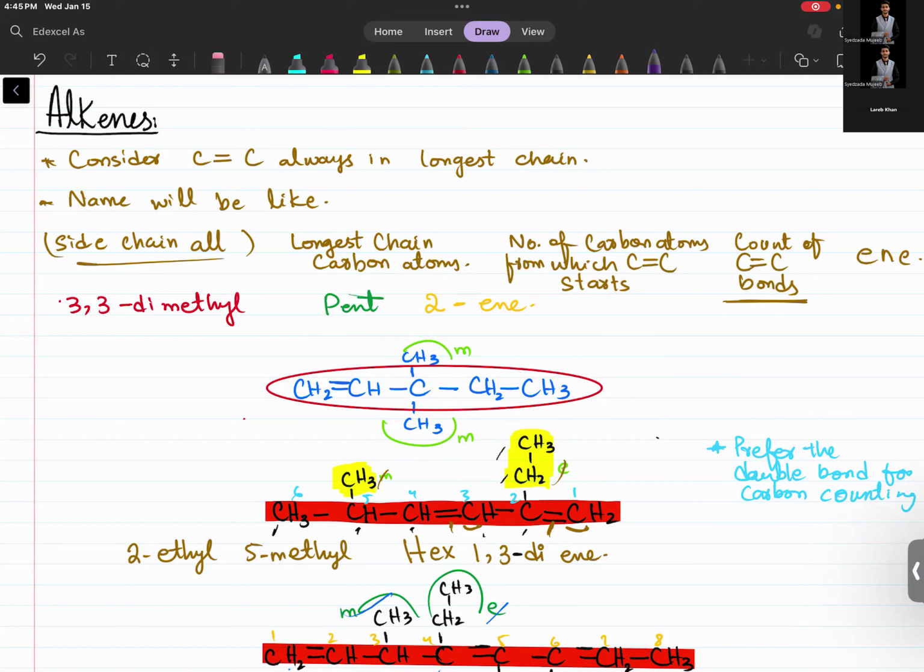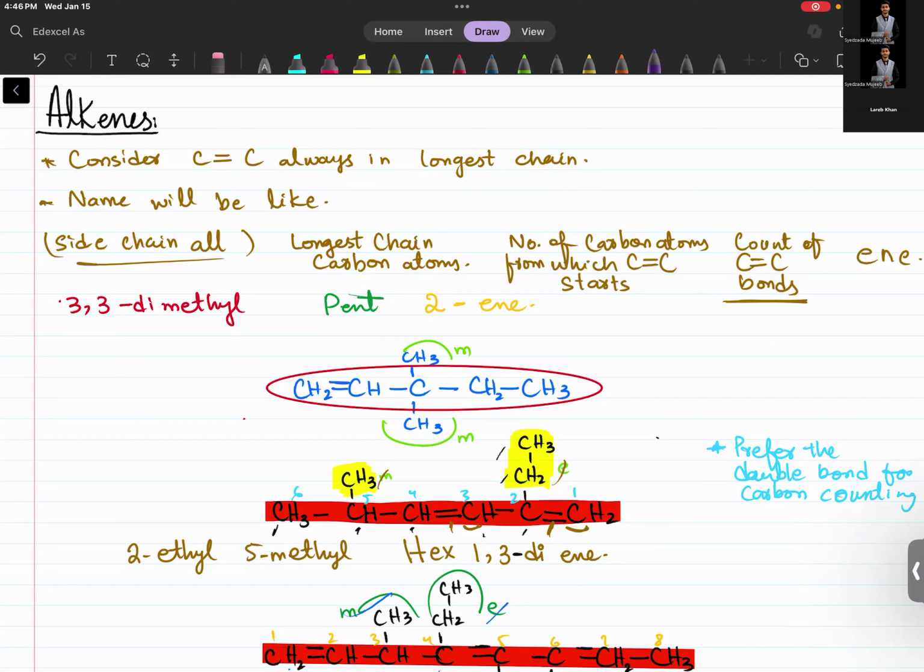See, that name will be like what? The side chain, then the longest chain carbon atoms, then the number of carbon atoms from which the carbon-carbon double bond starts, that is the count of the carbon-carbon double bonds, then ene. This is the one. You see the structure, the first structure here, it has the two methyls attached, and what will be the name of it?